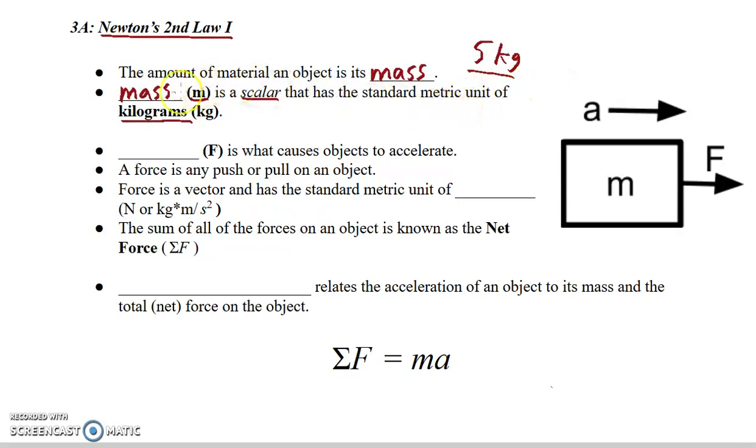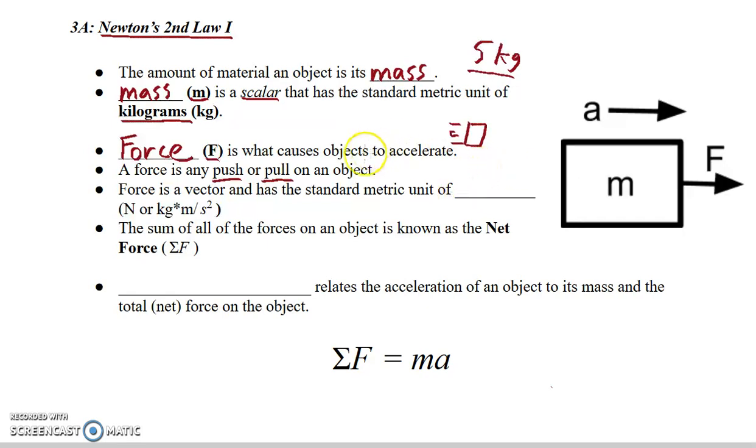The next term is force. You've probably heard that before, but we're going to define it very precisely. So force is going to have the symbol F. That's what causes objects to accelerate. So the reason why objects move and change their velocities is because of a force. And a force is any push or pull on an object. So that could be a lot of things, but anytime you have a push or pull, that would be considered a force.